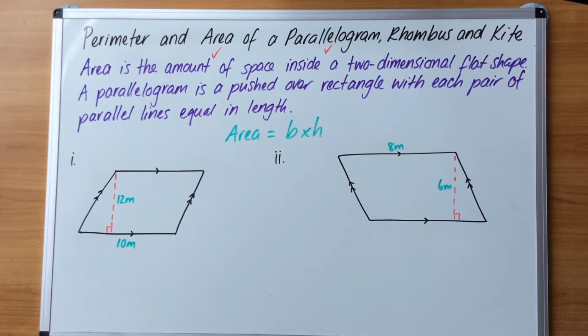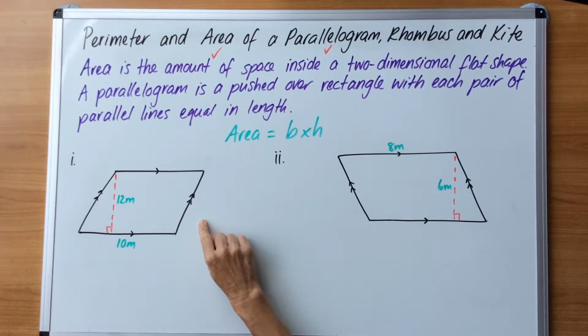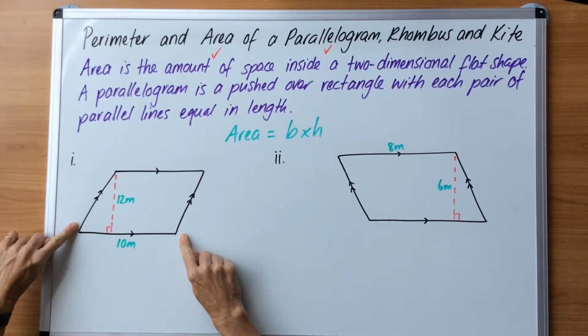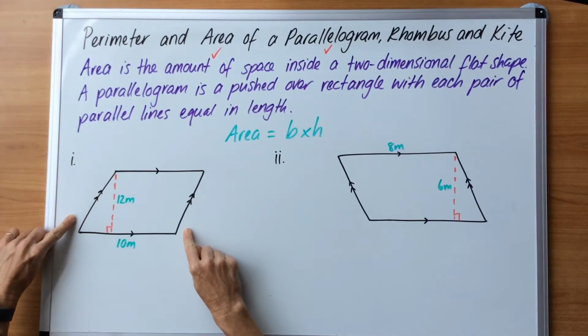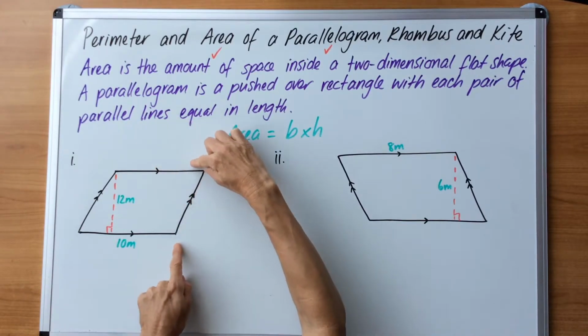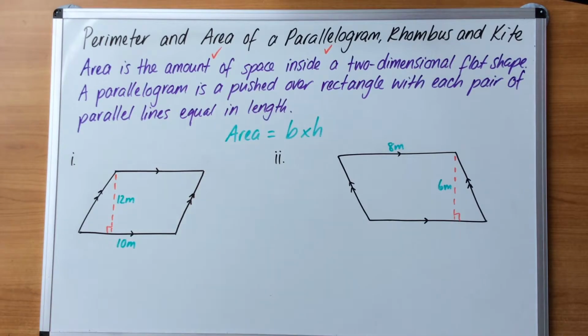We're now going to focus on area of a parallelogram. Area is the amount of space inside a two-dimensional flat shape. A parallelogram is a pushed-over rectangle with each pair of parallel lines equal in length. So just looking at this first question here, what that means is these lines are parallel to each other. They will never meet, and they are equal in length, as are these. These are equal in length and parallel to each other.